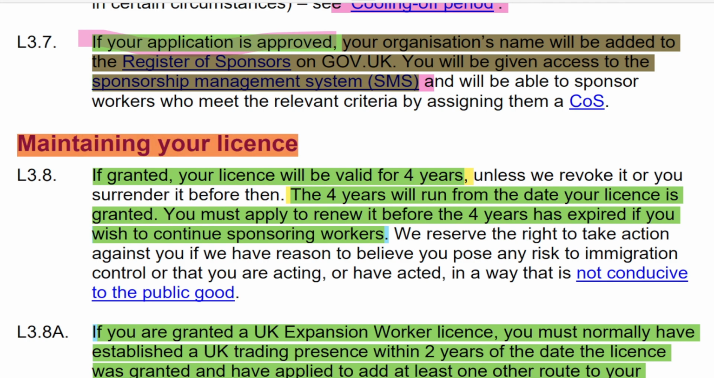Maintaining your license. If granted, your license will be valid for 4 years. This is a very common question people ask: how many years will my license be valid for? It will be valid for 4 years unless we revoke it or you surrender it before then. The 4 years will run from the date your license is granted. You must apply to renew before the 4 years has expired if you wish to continue sponsoring workers.